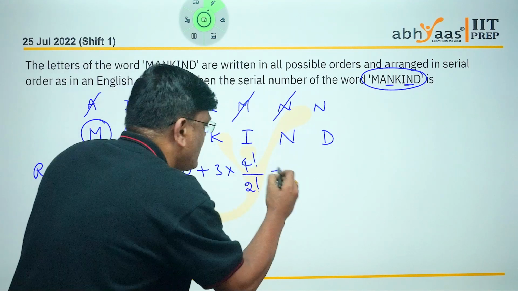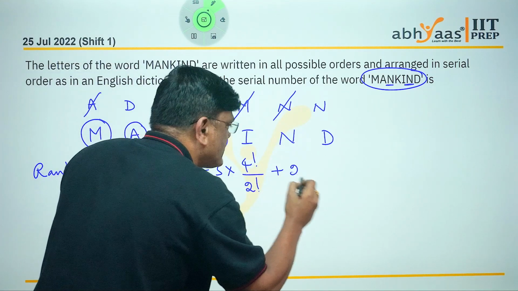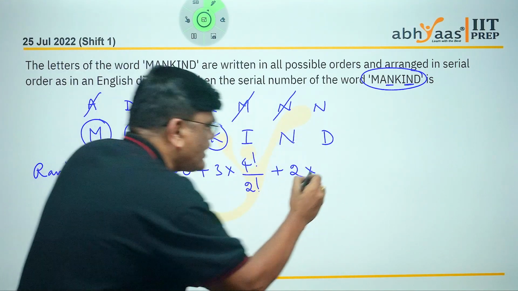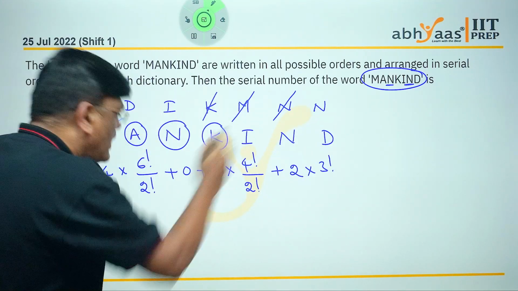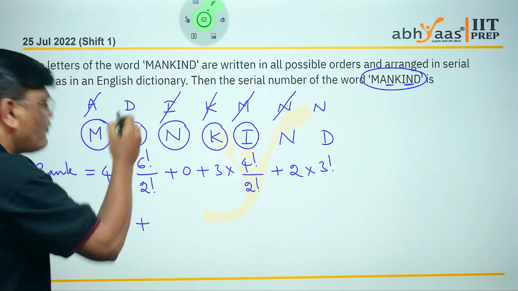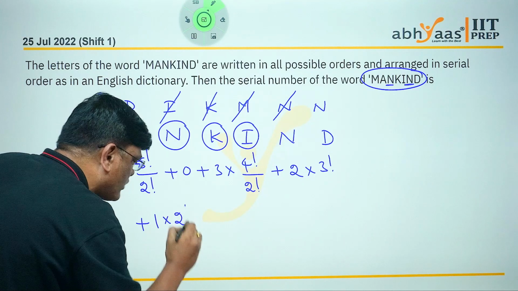Next, plus K circled and K cancelled. Before K there are 2 letters, into, here the letters are 3. In that no letter is repeated, including the circled letter K. So 3 factorial. Plus I circled and cancelled. Before I only 1 letter is there, into the remaining letters are 2, so 2 factorial.